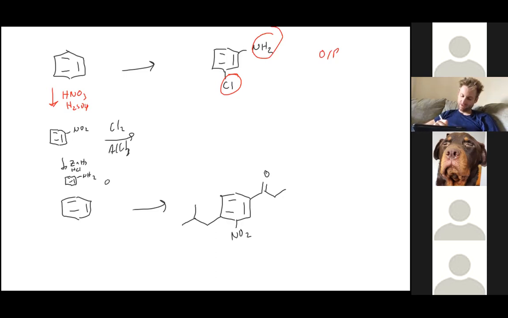we get back to an ortho-para director. So it's good to take advantage of the fact that we have a meta director while we have it. It's going to give us a product in our correct position for the chlorine. And then from here, if we throw in our zinc, mercury, HCl, this is going to let us reduce this down to our final product.